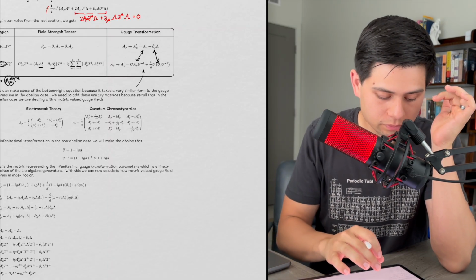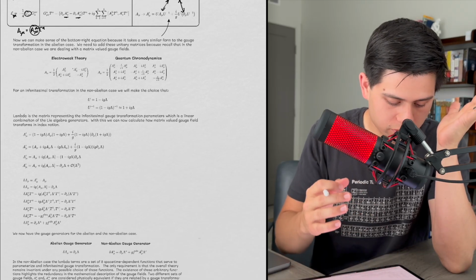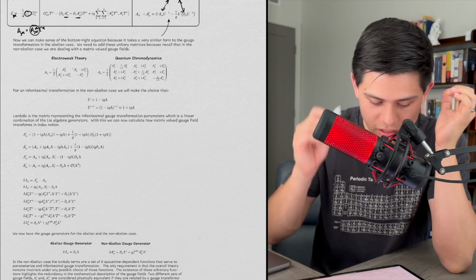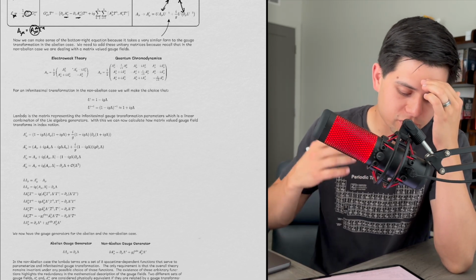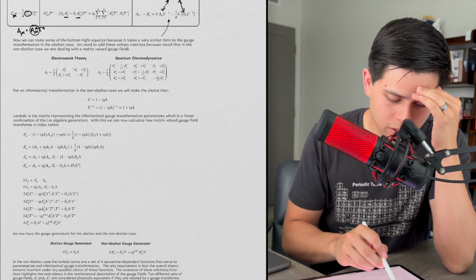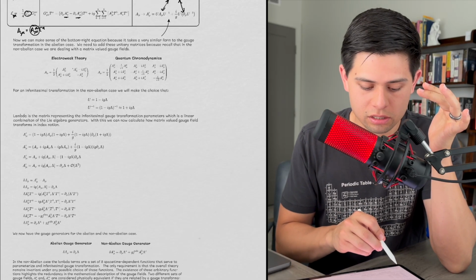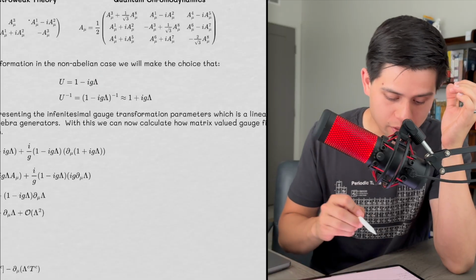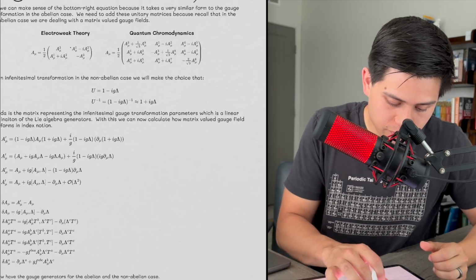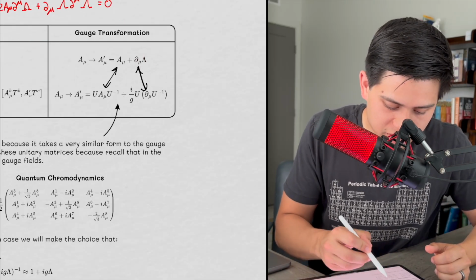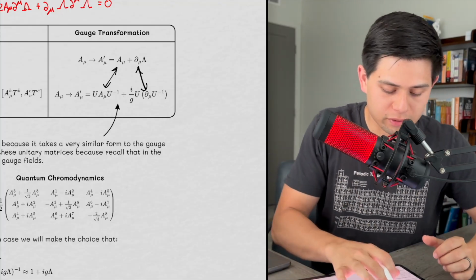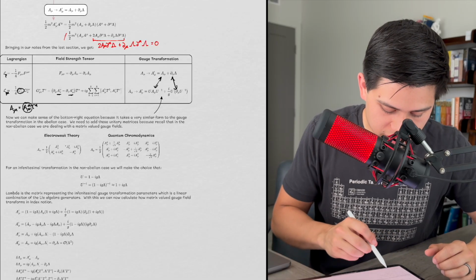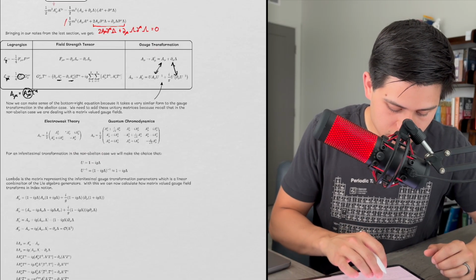Okay. Let's recall our matrix valued gauge fields. That's these guys, just to keep those in the forefront of our mind. And so for an infinitesimal transformation now, in the non-abelian case, we will make this choice, right? So here's our gamma. This gamma here is not exactly the same thing as this gamma, because they're two different theories, right? One is the U(1) theory, and the other one is the non-abelian theory, right?